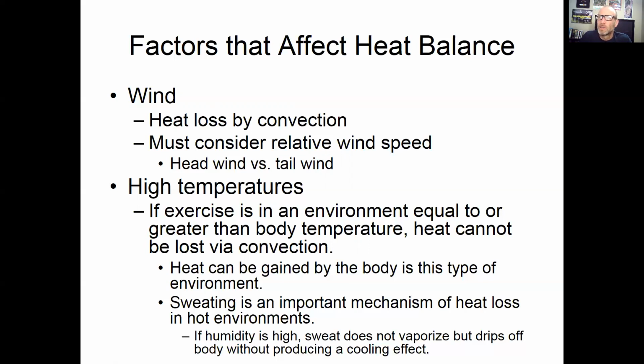High temperatures obviously affect heat balance. If exercise is in an environment equal to or greater than body temperature, heat cannot be lost through convection. You can't, because heat is always going to go from hot to cold. And if the air temperature is hotter than body temperature, we've got a problem. We can't have heat going from the body. In fact, we can have heat gained from the environment at that point.